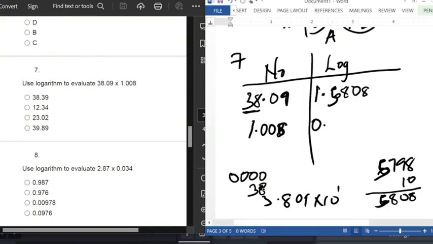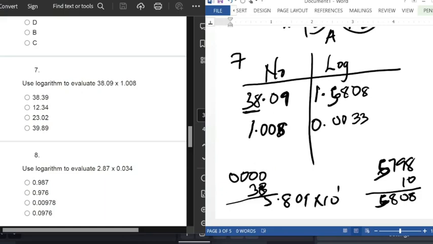33. 33. We add it together. That's going to give 0.0033. I hope that is clear. So if you can confirm that on your calculator as well, it does the same thing. Log 1.008 and see what you're going to have.